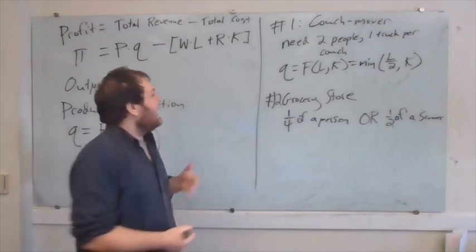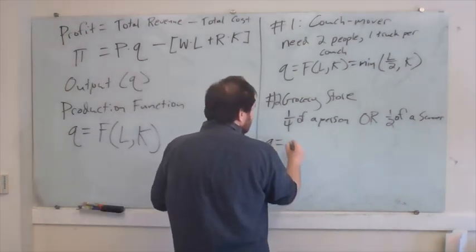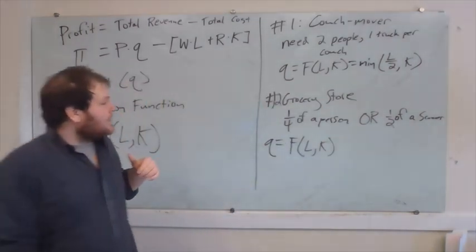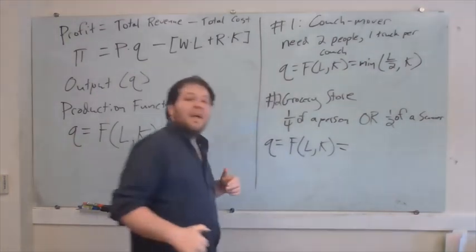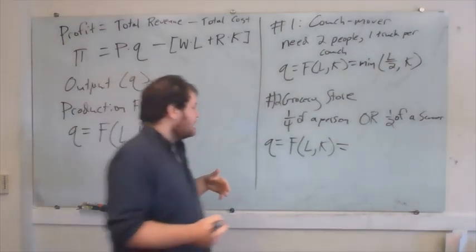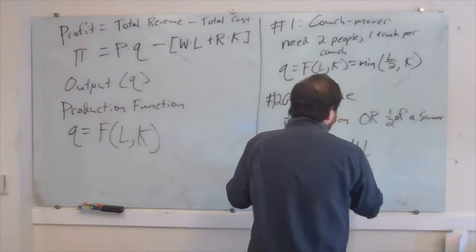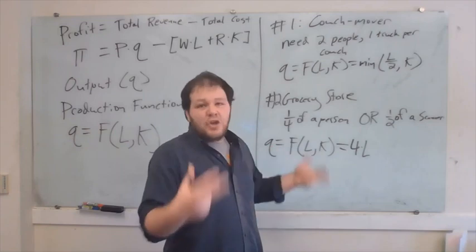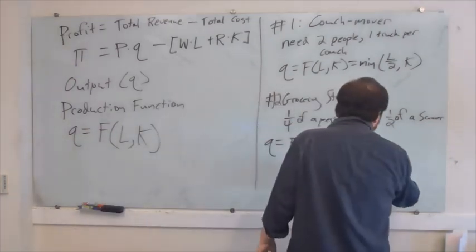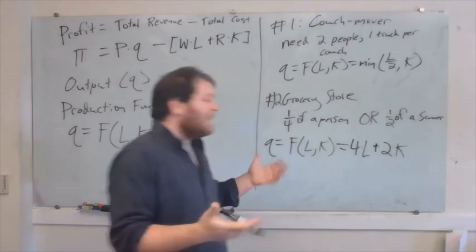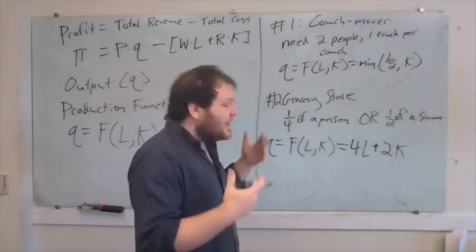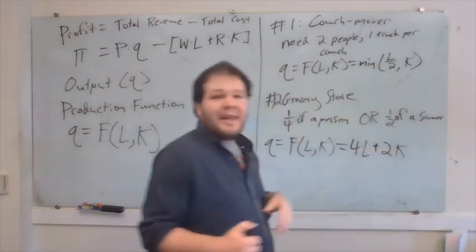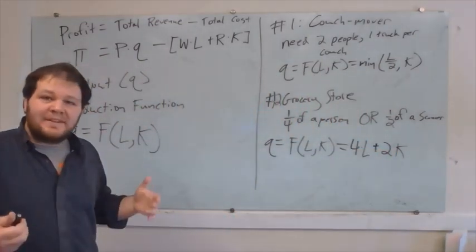So in this case, how many orders of groceries am I going to be able to scan with L workers and K machines? Well, if I had 1 worker, they could scan 4 orders of groceries. So 4 times L is the number of orders that people can scan. How about the scanning machines? Well, I can scan 2 orders of groceries for each scanner, so plus 2K. So in this case, we would have labor and capital that are perfect substitutes. Again, much like with utility functions, we've got production functions here, where the shape of this production function, the relationship between labor and capital, depends on the specifics of the business.